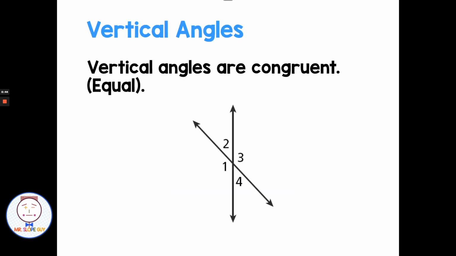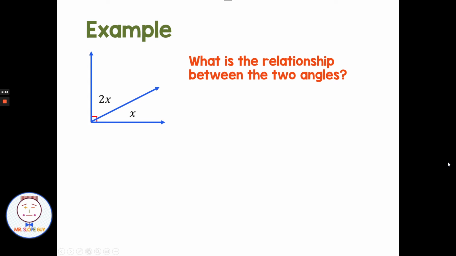And we have vertical angles, and vertical angles are the ones that cross from each other, like 1 and 3 or 2 and 4. And vertical angles are always equal to each other, or we call that congruent. Congruent would mean same in size and shape, or same measure. So the measure of angle 1 and the measure of angle 3 would be equal, and 2 and 4 would be equal, because vertical angles are equal in measure. So we're going to use those facts to set up and solve equations.